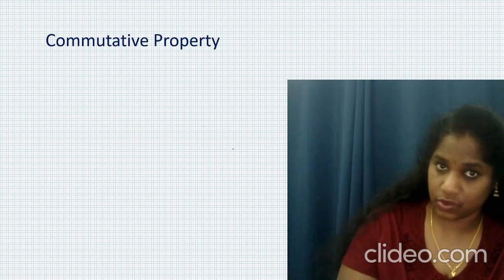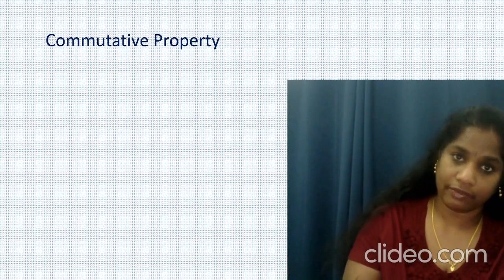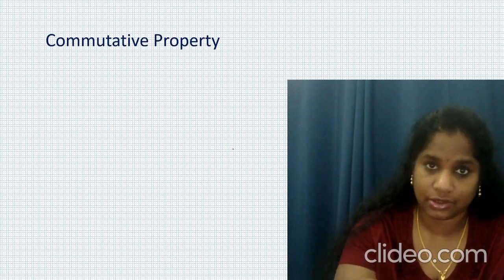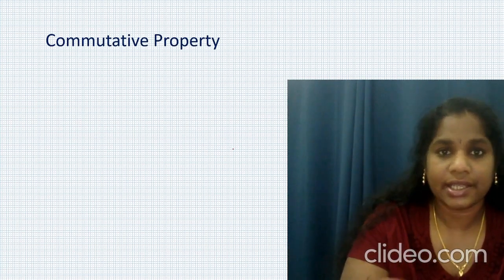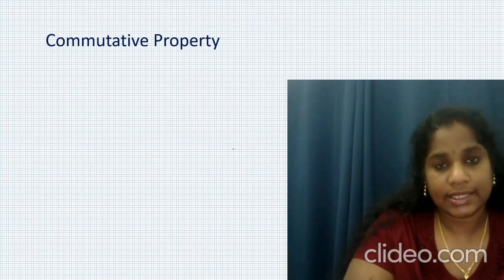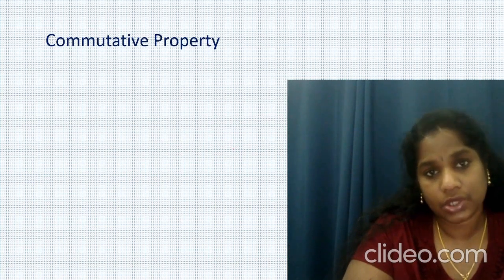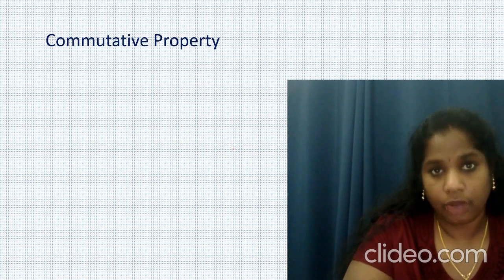How do you commute to school? That means going from home to school and coming back to home. So it is just interchanging the positions. Let us see how the commutative property holds good with our 4 operations.